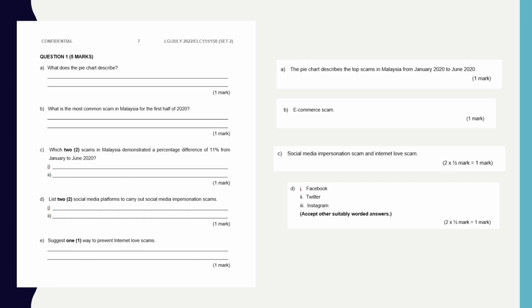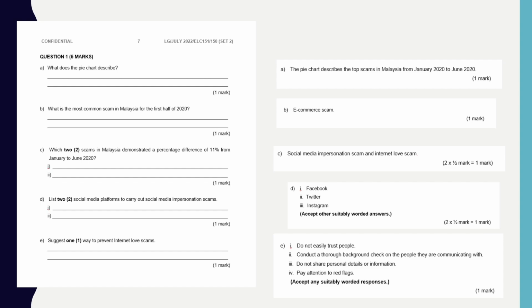Okay, right. And then lastly, suggest one way to prevent internet love scams. Okay, this one is also from you. Any answer that makes sense will be accepted. For example, do not easily trust people, conduct a thorough background check on the people you are communicating with, do not share personal details or information, and pay attention to red flags. So as long as it fits the question, it will be accepted.